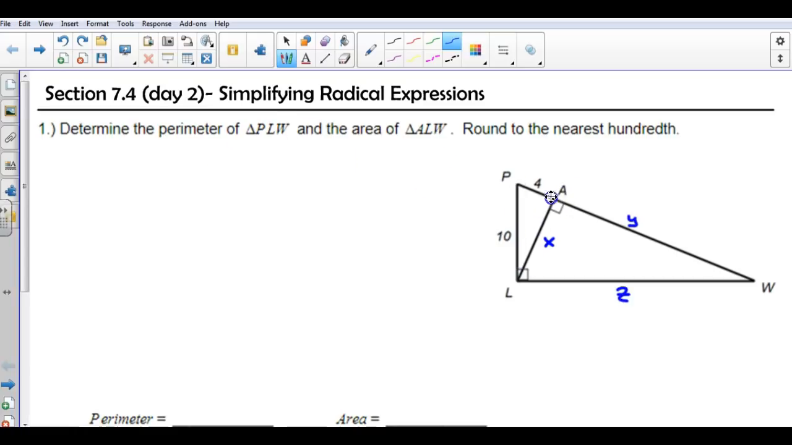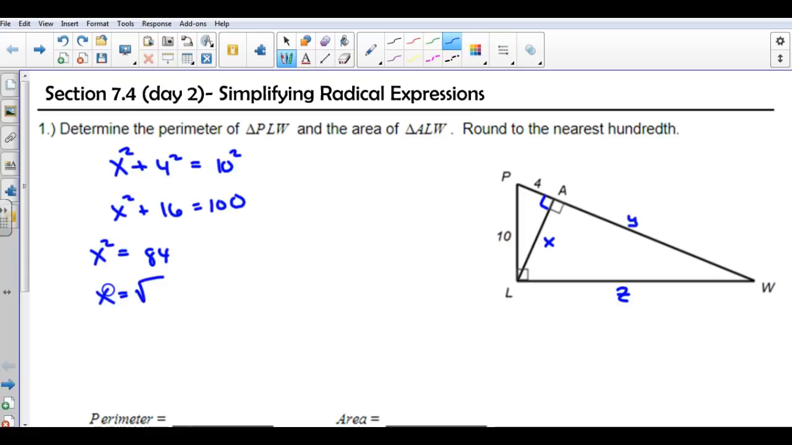Since I can focus on triangle PLA, I'm given a hypotenuse of 10, and I'm given that one of my legs is 4 and the other length is x. So I can use the Pythagorean theorem to say x squared plus 4 squared equals 10 squared. That'll be x squared plus 16 equals 100. x squared is equal to 100 minus 16, which is 84. The directions say we're going to round to the nearest hundredth. So if I take the square root of 84, that is about 9.17. That gives me my first length.